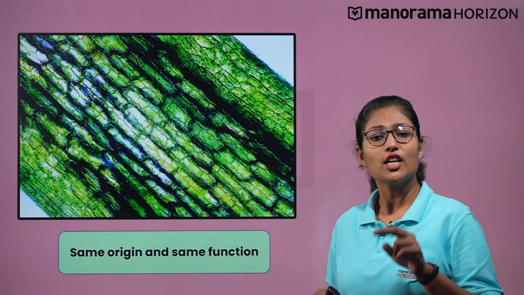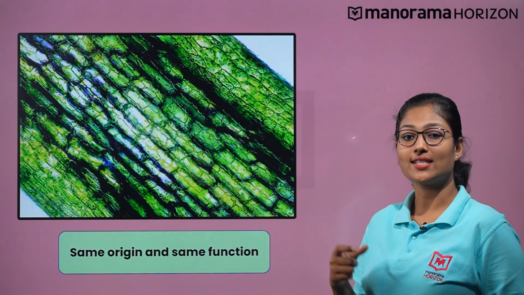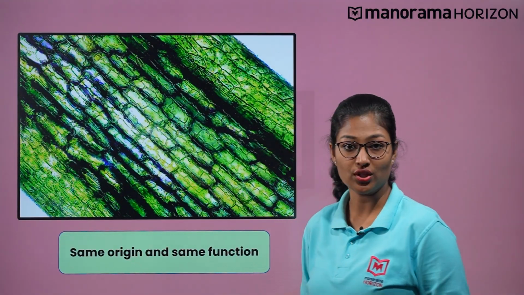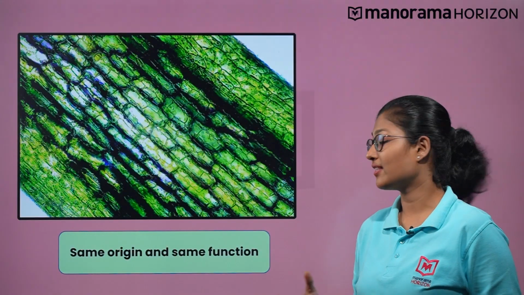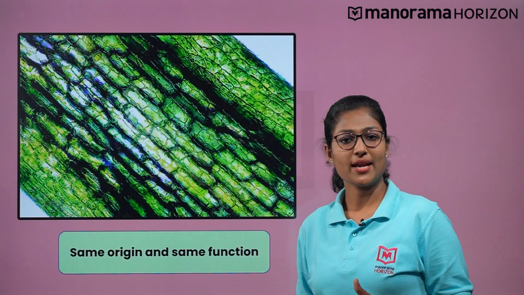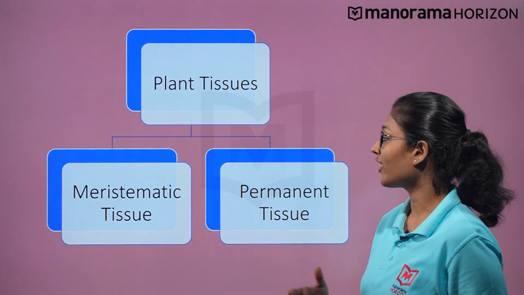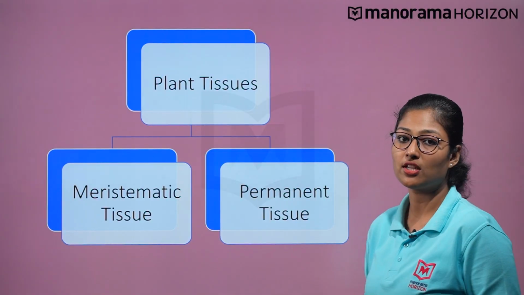So, here you need to note down 2 points to learn. One is that the tissue has the same origin, and the other point is that they have the same function. So, based upon the dividing capacity, the plant tissues are classified into meristematic and permanent tissues.